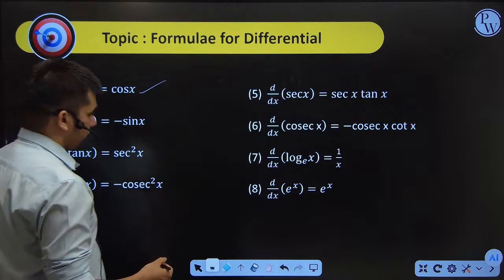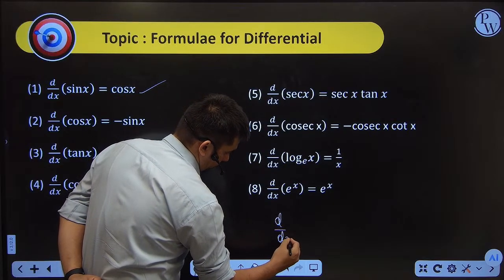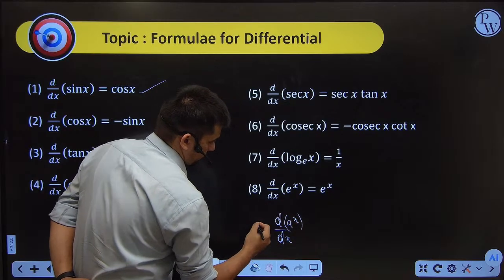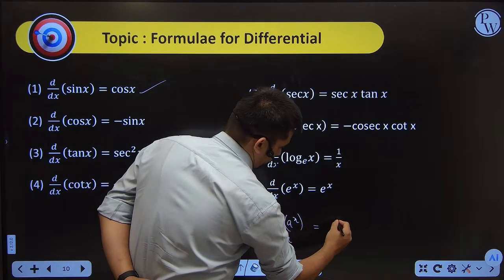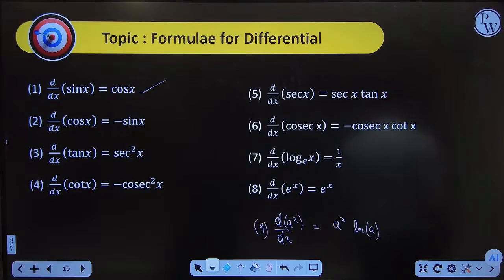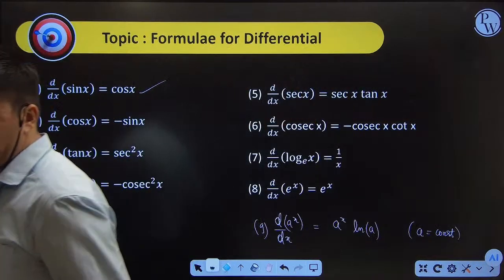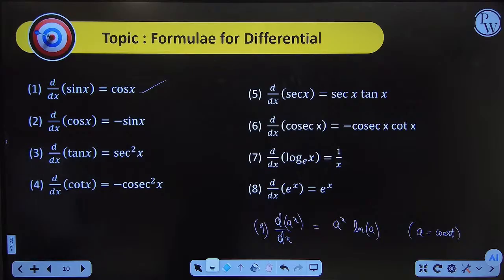I'll add one more here: a to the power of x, where a is a constant. Okay, done with first principle.